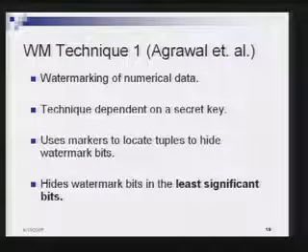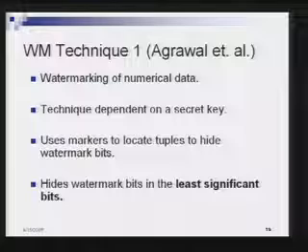It uses markers to locate tuples to hide watermark bits. So you see, you have a list of tuples, and you're trying to embed something in these lists of tuples. So you have to mark which tuples you want to hide things in. So it uses something called markers that we will discuss now. How are these markers being discovered? And it hides the watermark bits in the least significant bits of the data. We are dealing with numbers, and numbers have least significant bits. They are going to hide data in the least significant bits.